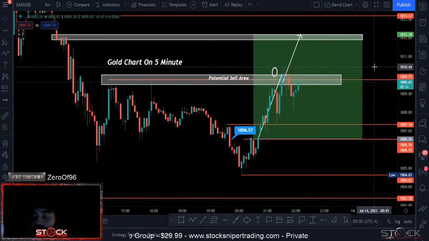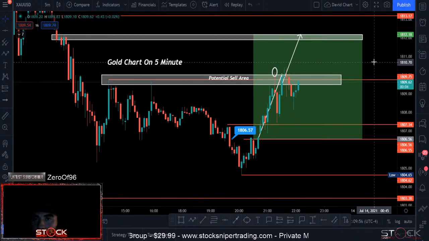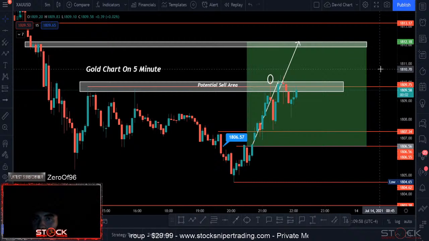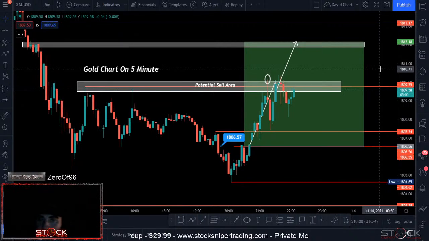Under 13 seconds left, all right? New candle is opening up. Okay, let's see what's going to happen. Bullish or bearish. Let's see if they're going to push or pull.